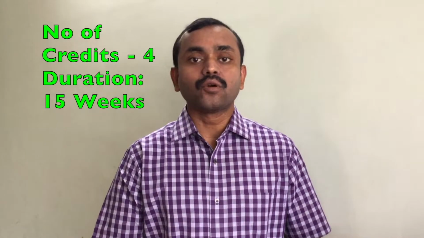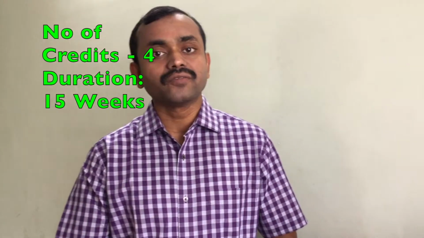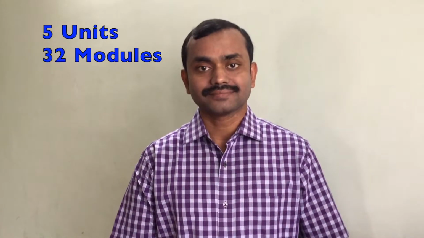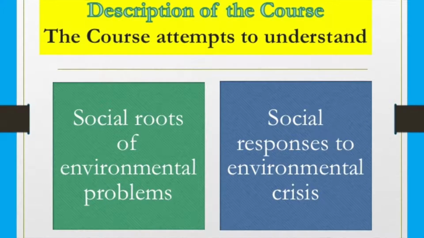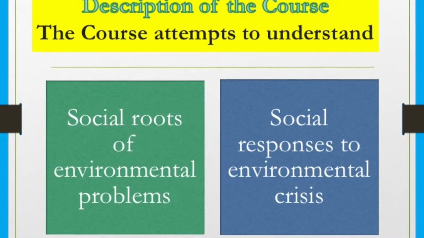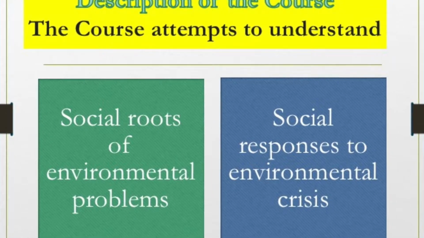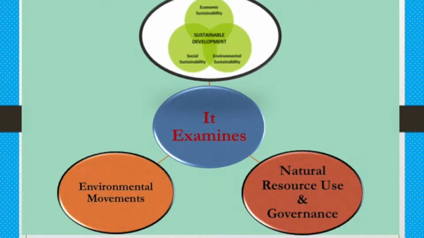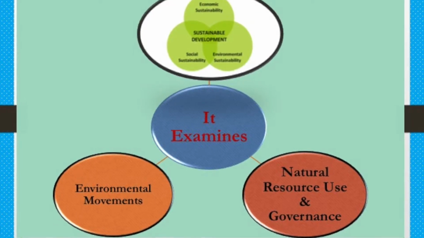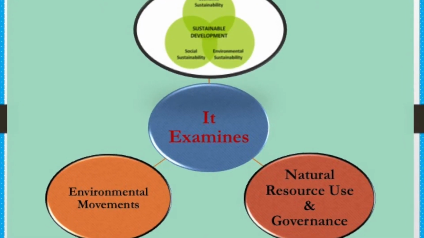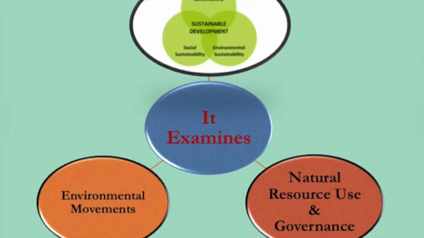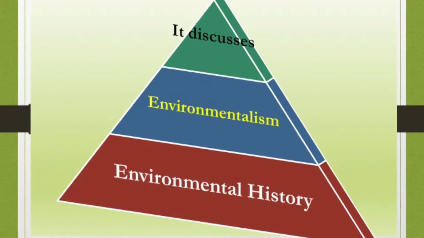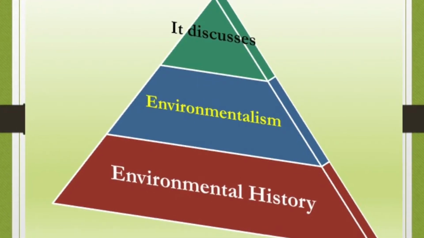The course will be of 4 credits and will be covered in a 15 weeks duration. There will be 5 units and 32 modules in the course. Now let me give a brief description of the course. The course attempts to understand the social roots of environmental problems and the social responses to the present-day environmental crisis. Besides, it examines the emergence of the concept of sustainable development, environmental conflicts and movements, and various approaches to resource use and governance. It also discusses the environmental history and the rise of environmentalism in contemporary societies.